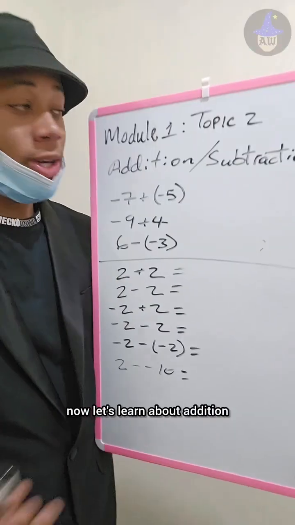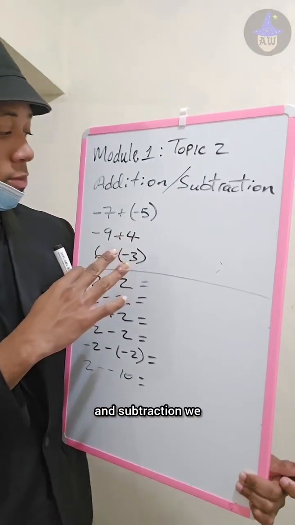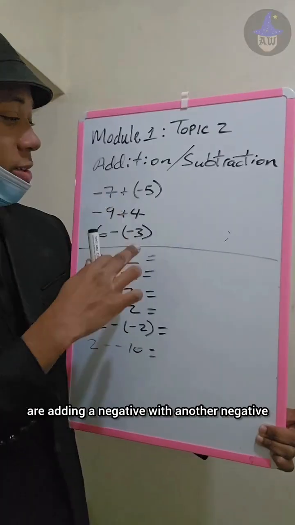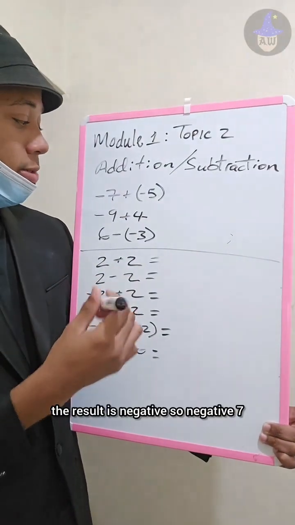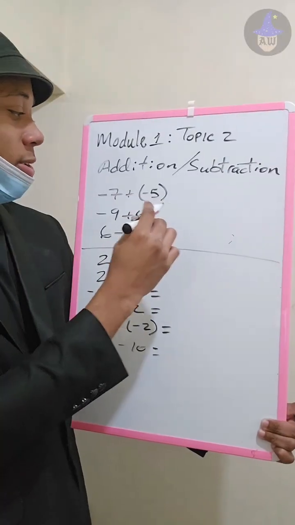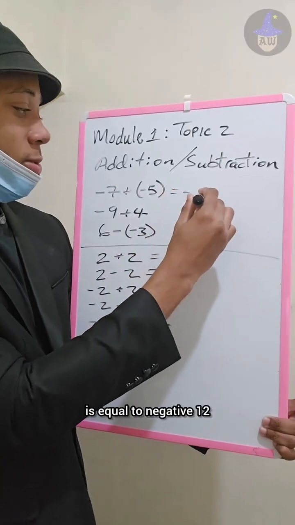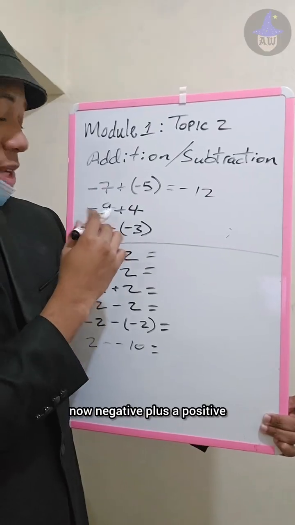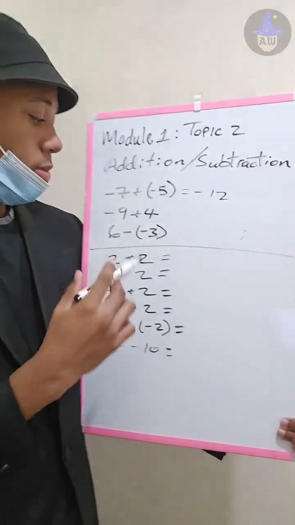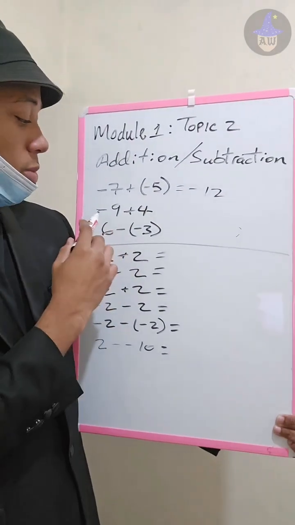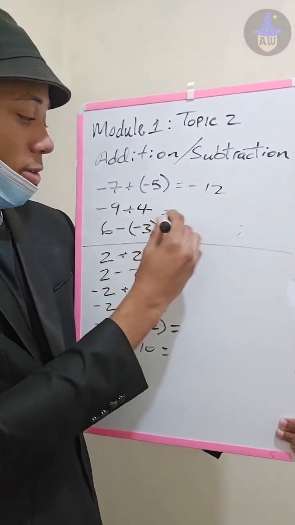Now let's learn about addition and subtraction. When you're adding a negative with another negative, the result is negative. So negative 7 plus negative 5 is equal to negative 12. Now negative plus a positive. Negative 9 plus 4 becomes negative 5.